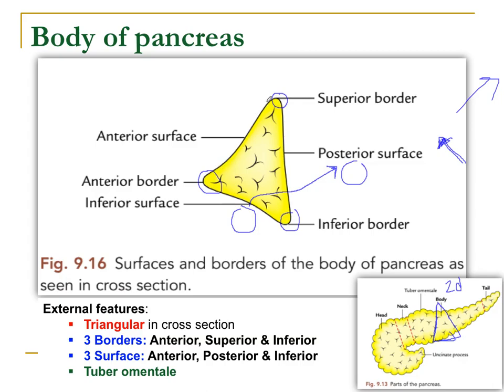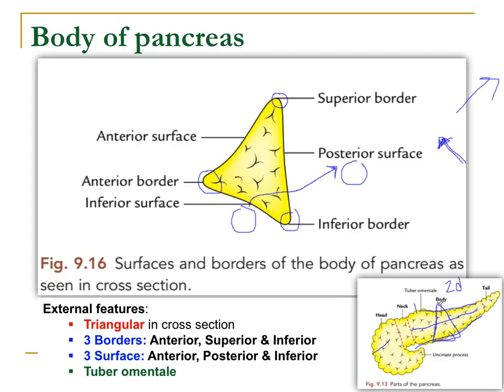So what you will find, you will find the three borders. If you see here in this photograph, this part is the superior border and this one is the inferior border. And in this photograph, the yellow color structure, you can identify this one is a dark yellow color and this one is a light yellow color. In between the superior border and inferior border, on the anterior surface, somewhere here in this part, you will find the anterior border.